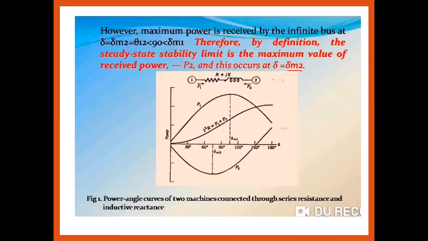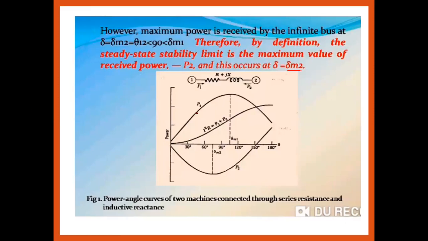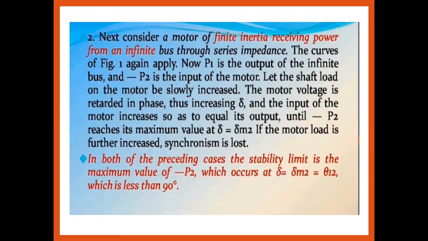Here we were feeding the power, in steady state. That means P1 is the feeding and P2 is the receiving. Here, what happened? It is totally reversed: P1 is the output and P2 is the input. The power flows in the reverse direction, so the finite inertia is receiving power from the infinite bus. P1 is the output and P2 is the input to the motor.